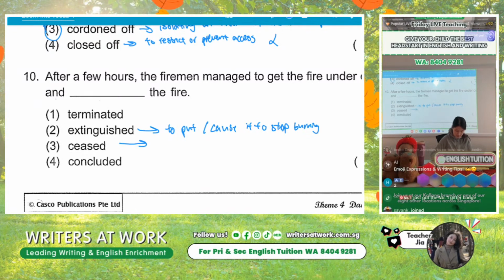Then we have ceased. When you're saying cease, you can say something ceased to continue. Hi H, H says number 2. Okay, so we're gonna circle it first.